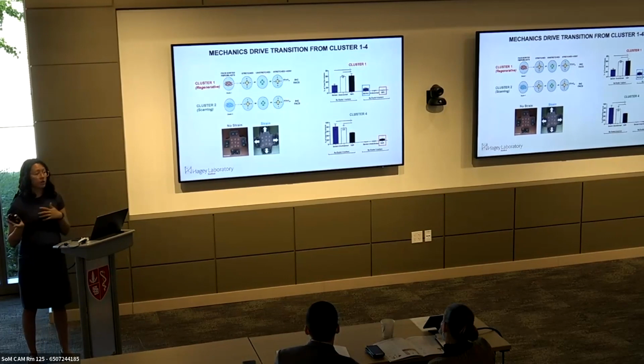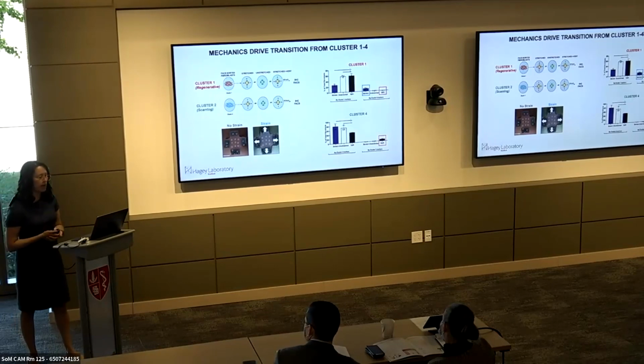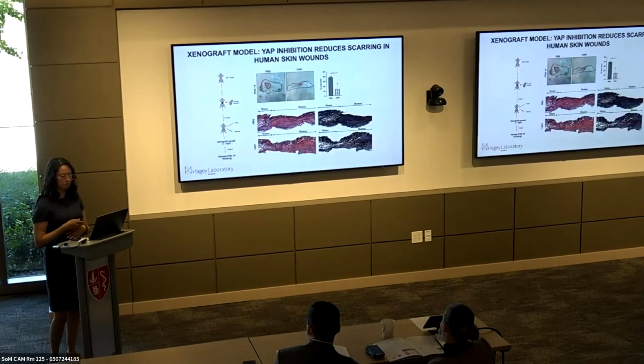And verteporfin not only blocked that transition from happening, but actually reverted some cluster 4 fibroblasts back into that more pro-regenerative cluster 1 phenotype, highlighting a mechanism for verteporfin to possibly reduce porcine scarring.